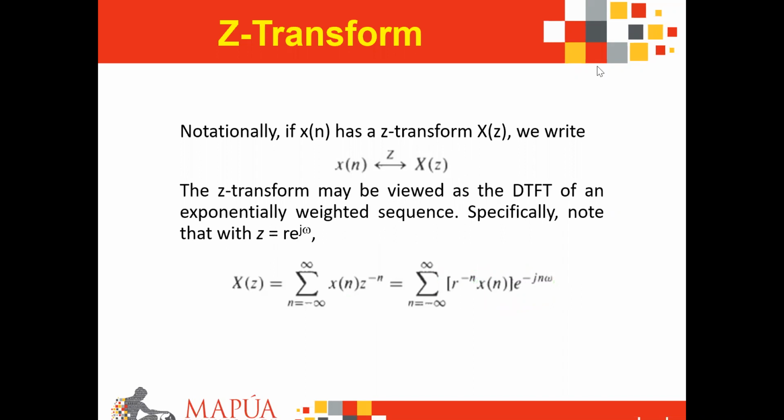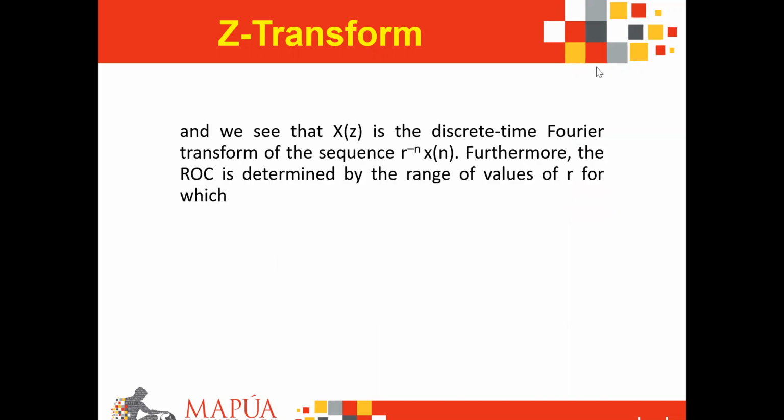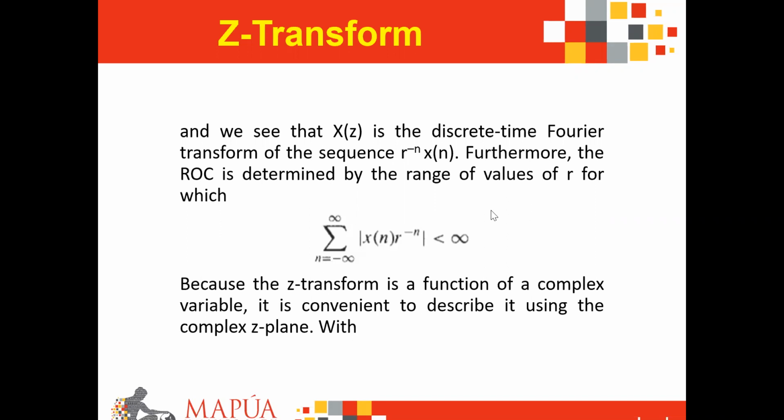Okay. So this is the region of convergence. It's always the absolute value of x of n times R raised to negative n. That's your region of convergence. It's always less than infinity. Because the Z transform is a function of your complex variable, hence it's actually very easy to describe it using your complex Z-plane.